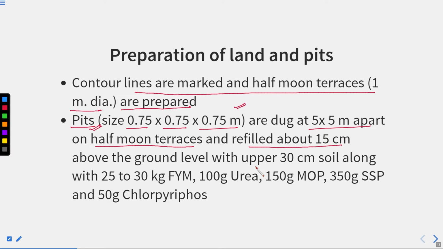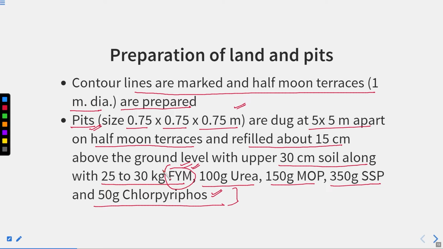Now above the ground level with the upper 30 centimeter soil, along with the 25 to 30 kg farmyard manure. So here you have to use farmyard manure, 100 gram of urea, 150 gram of MOP, 350 gram of SSP, and 50 gram of chlorpyrifos. So these are some of the chemicals, and also the farmyard manure when you are preparing the land and pit for the cultivation of the guava.